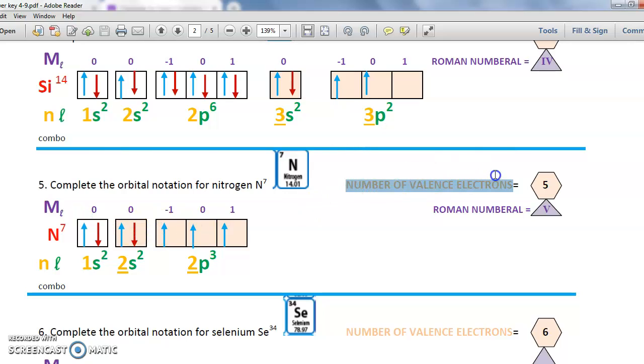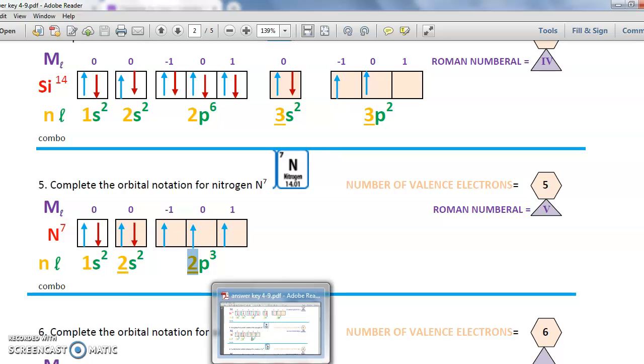How many valence electrons does it have? Valence electrons are electrons on the outermost energy level. In other words, the biggest first number down here. First number is energy level. My biggest energy level is at the second level. So the second level has 2 in the 2s, 3 in the 2p for a total of 5.